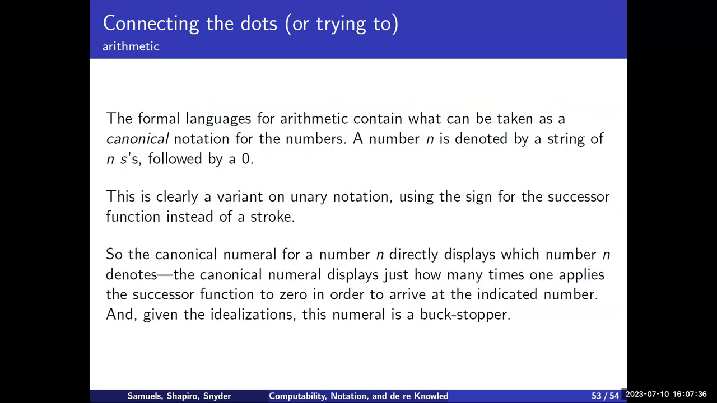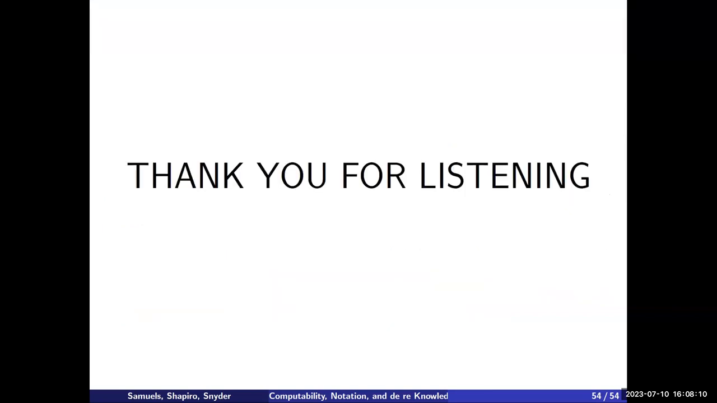The formal languages of arithmetic contain what we take as a canonical notation for the natural numbers. A number n can be denoted by a string of n S's followed by a zero, right? This is clearly a variant on unary notation, using S as the sign for the successor function instead of a stroke. We just have that little 0 at the end. So the canonical numeral for number n directly displays which number n denotes. The canonical numeral displays just how many times one applies the successor function to zero in order to arrive at the indicated number. And given the idealizations, this numeral is a buck stopper. Yep, that's it. Thank you very much.